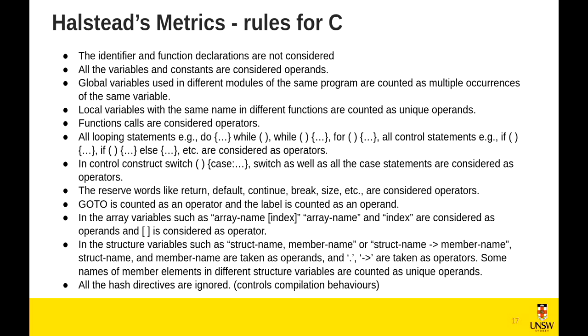And the last one is, in some cases, we may use hash directives in C, and those are related to how the compiler compiles the program. So they are ignored. They are ignored because they don't affect the actual compiled binary we get.